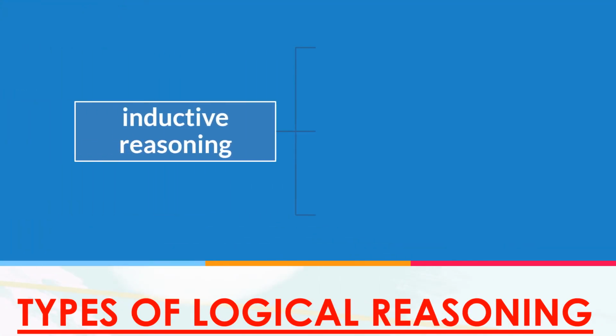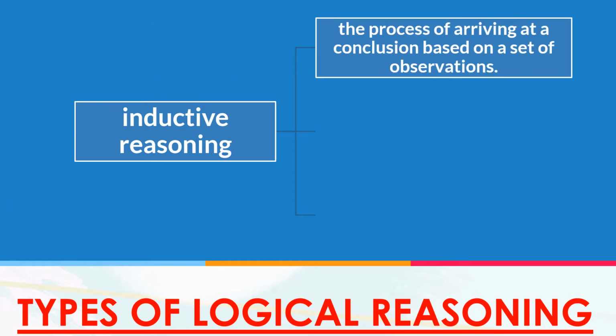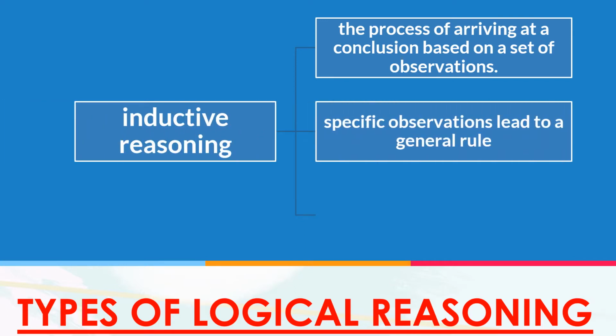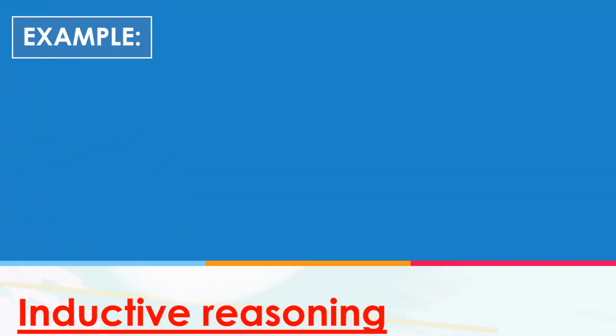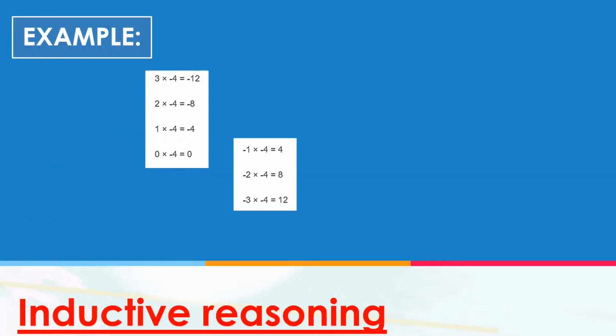We have the inductive reasoning. It is the process of arriving at a conclusion based on a set of observations. Sabi nga nila, specific observations lead to a general rule. Some evidence for the truth gives or supports the conclusion for inductive reasoning. We have here an example.